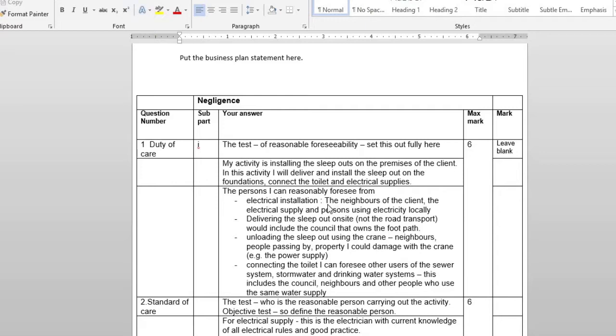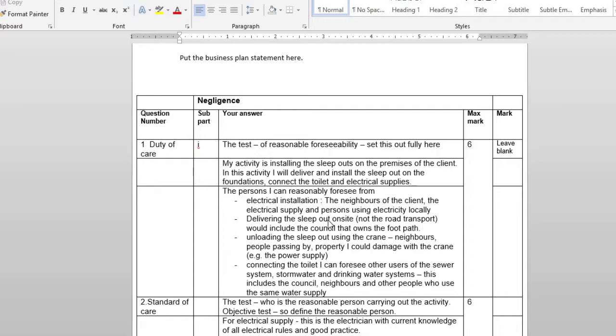Well, electrical installations. Who could I affect by playing with the power supply? Clearly any other power users. If I somehow manage to interrupt power supplies, I could foresee the neighbors of the client. Now clearly I can foresee my own client, but that's a contractual relationship, and we are more interested in people outside the contract. So if I install incorrectly and burn down my client's house, they can probably sue me in breach of contract. But potentially the bank who lent them the money for the house could sue me for negligence.